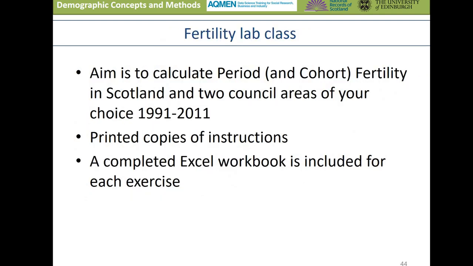So that's the end of the material I'm presenting on fertility. There are a set of exercises on period and cohort fertility in Scotland, linked to council areas. You can access both the instructions, an Excel workbook, and an Excel workbook containing the answers to the exercise.